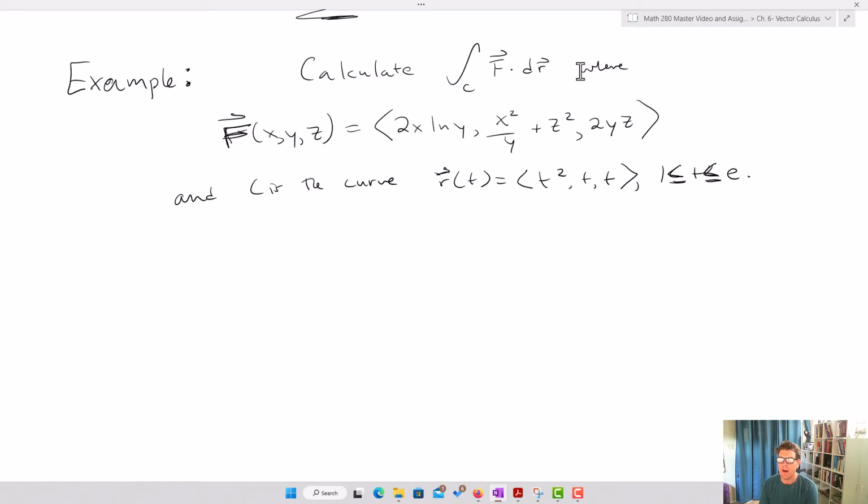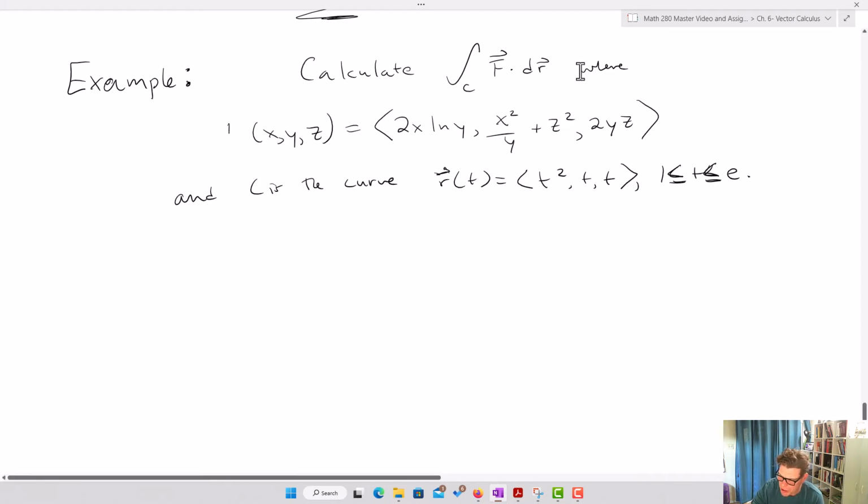Now, if I were to calculate the line integral of F dot dr directly, this is actually kind of involved, a little bit hard. But if I happen to have a conservative vector field, then I'm going to be able to use the fundamental theorem of line integrals. So let's calculate whether or not this is in fact a conservative vector field.